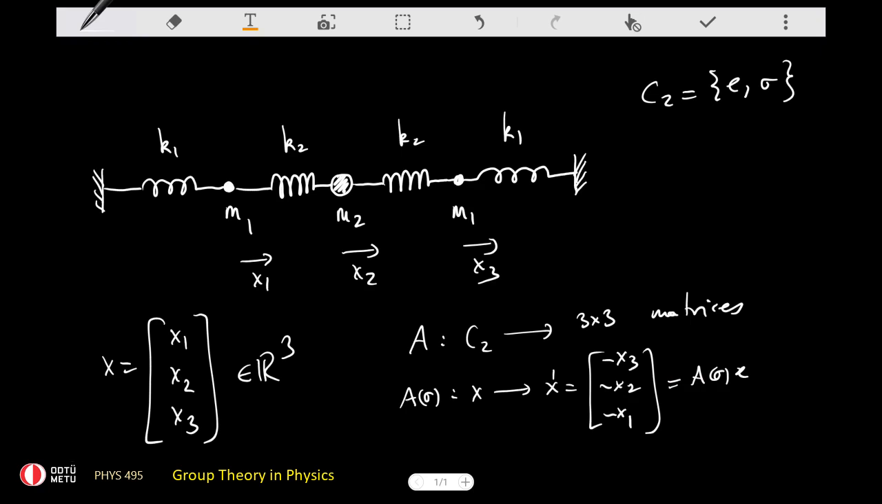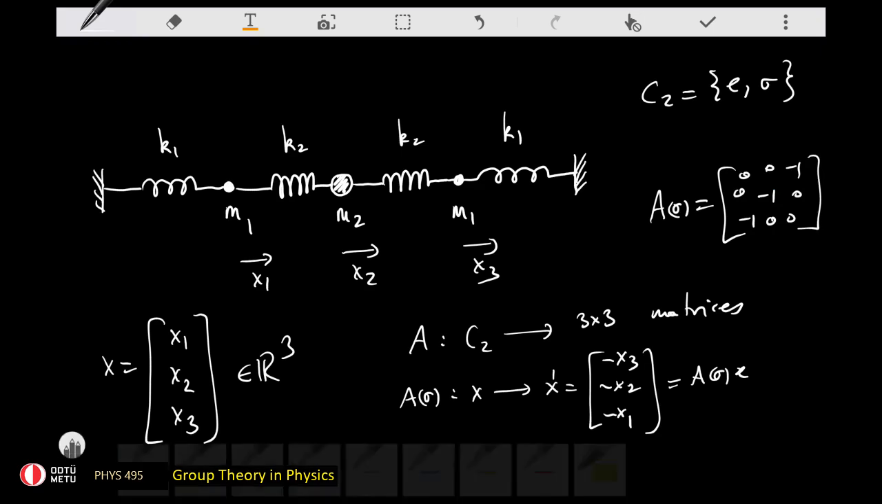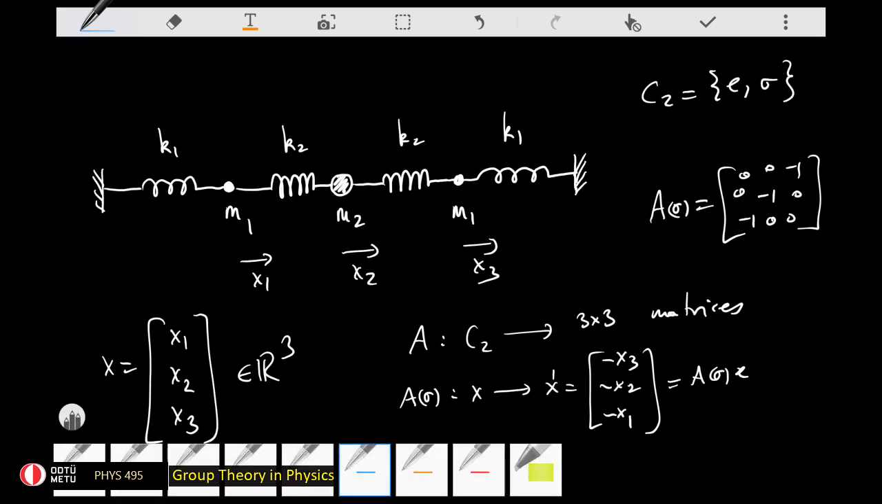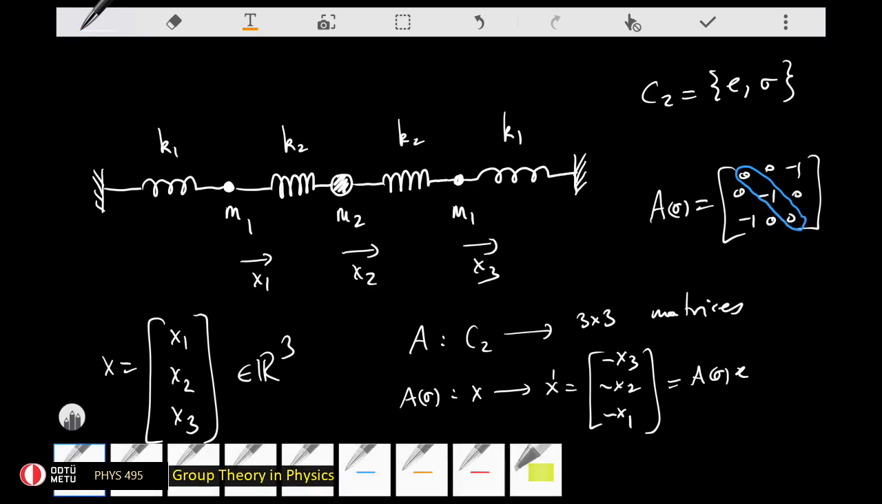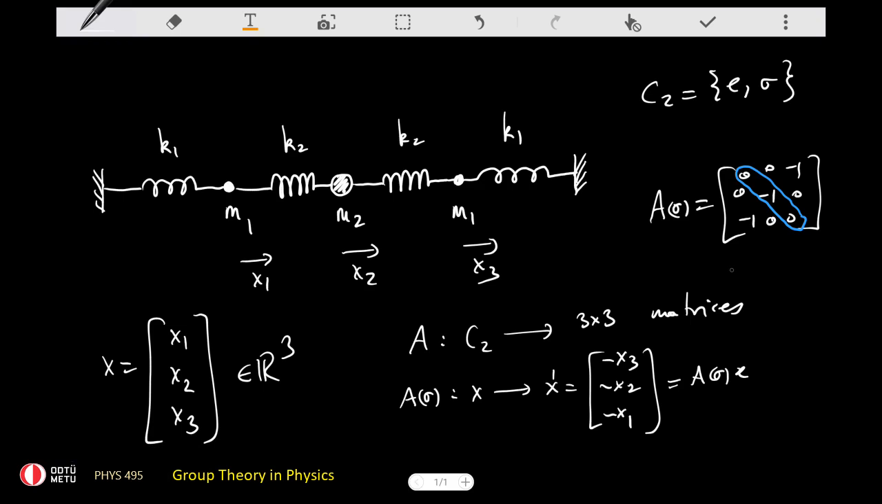So therefore, A of sigma is, I'll just write it in this corner, equal to 0, 0, minus 1, 0, minus 1, 0, minus 1, 0, 0. As I said before, only the diagonal entries are important right now because I need to compute the trace. So you can see that the trace of A for sigma is equal to minus 1.